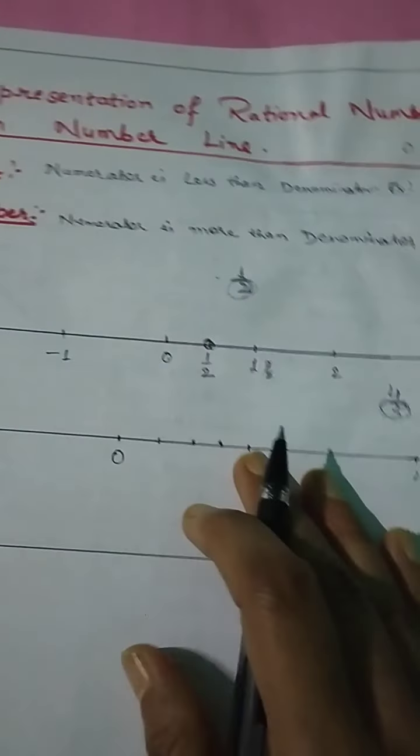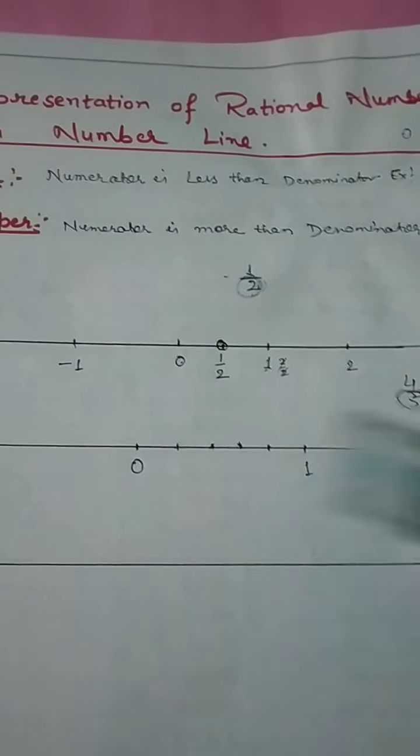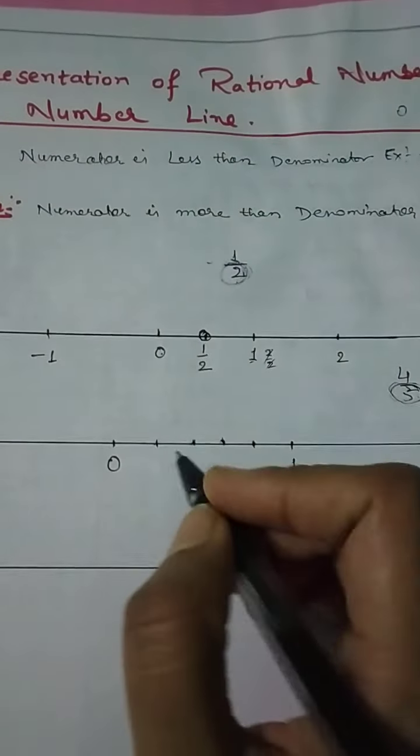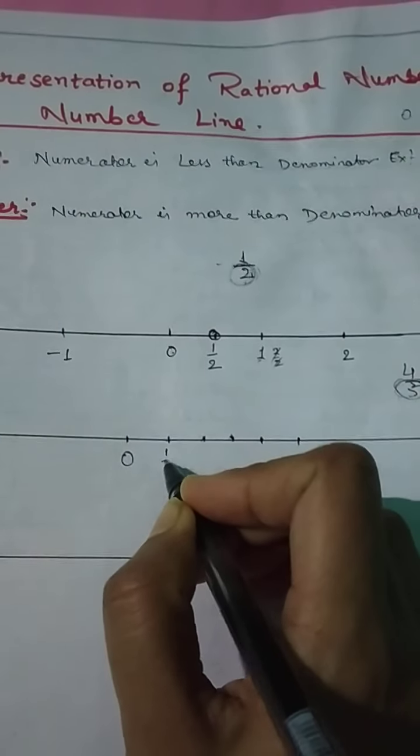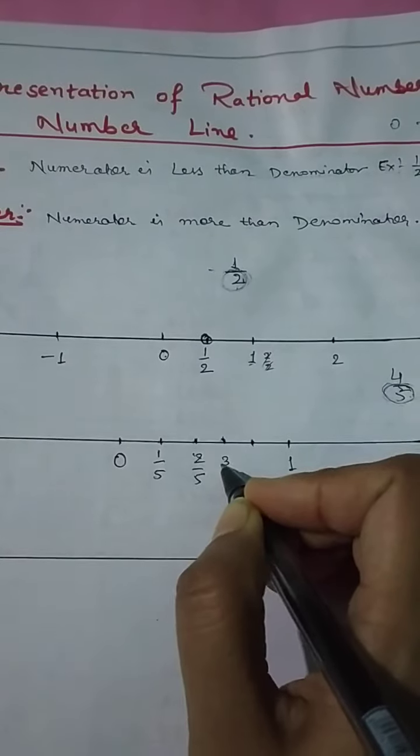I am doing it like this right now because one hand is not free, so I am not using a scale, but you have to measure with the help of a scale only. Now this first part is called 1 by 5. This is 2 by 5. This is 3 by 5.